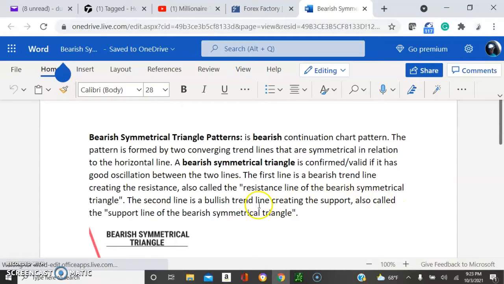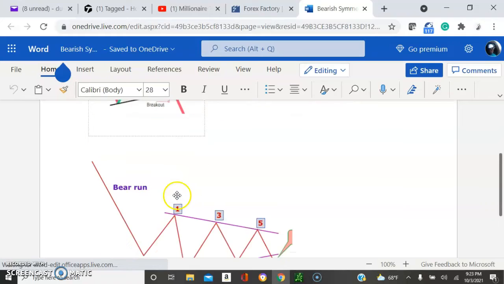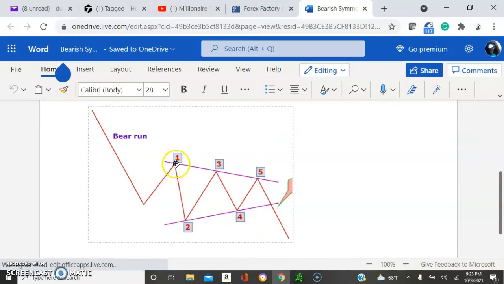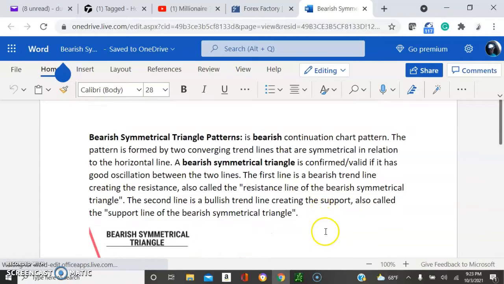symmetrical triangle. So we have a diagram right here where it's coming off a bearish run, and it started to oscillate, creating the bearish resistance level and the bearish support level here. We also got another diagram right here when it does that as well. Let's make higher lows and lower highs. So y'all see how that looks, right?